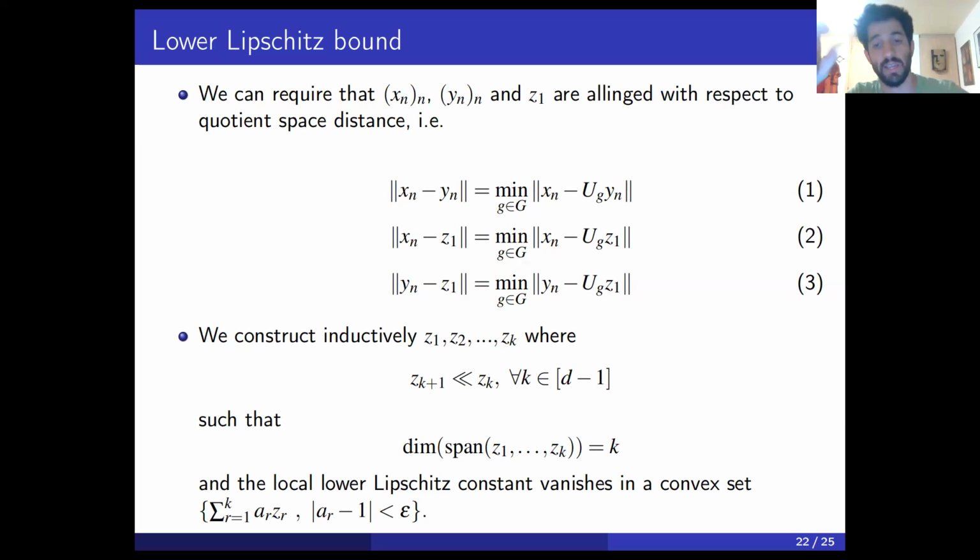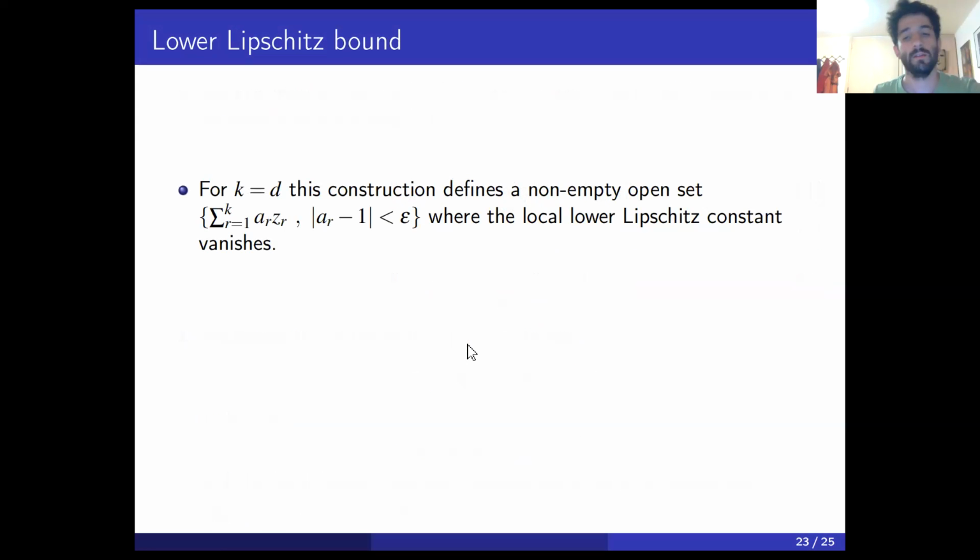When I say that the lower Lipschitz constant vanishes locally, I mean that for any point of this convex box, we can find two sequences that converge to that point and achieve lower Lipschitz constant equal to 0 for our map phi of ws. And now the next step was a continuous inductive construction until k reaches the dimension of our space.